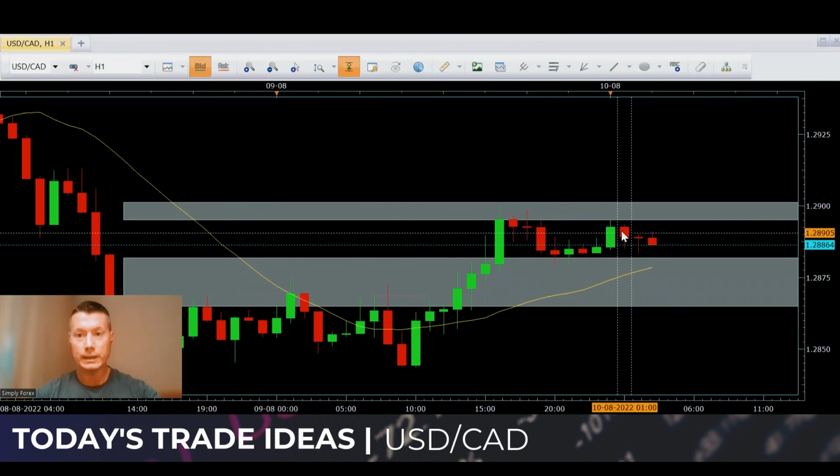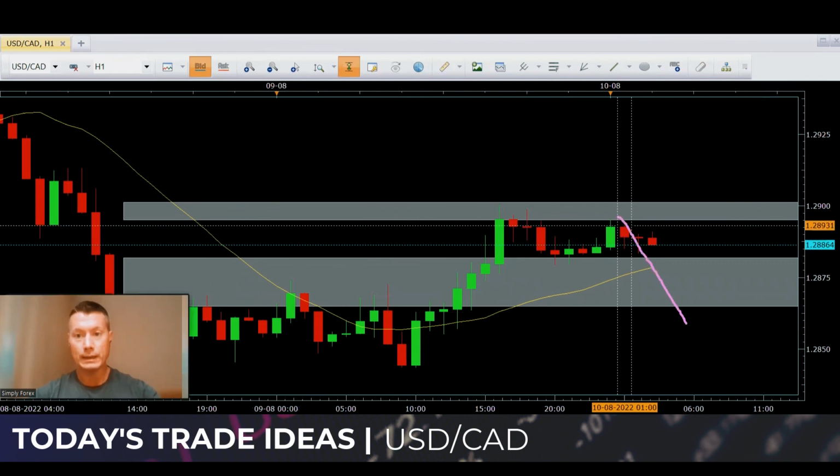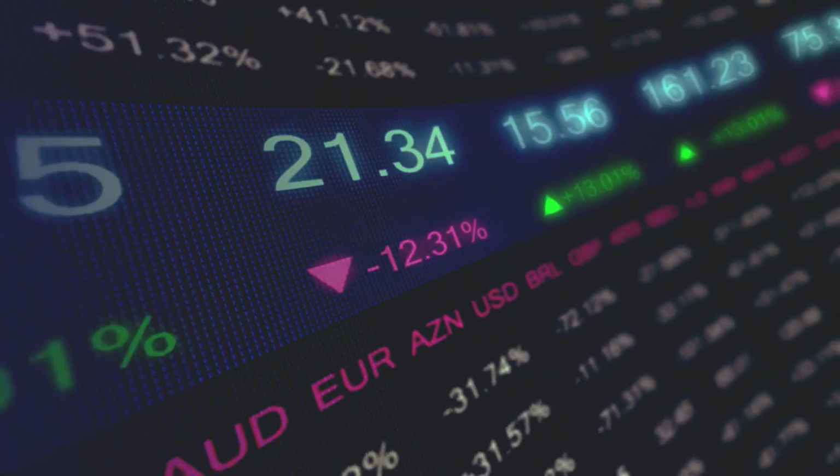Okay, so we want to see price break down, come back into this grey zone. We then see a bearish candlestick pattern form. That's our trigger to enter. We can then take price, first of all, back down to these last H1 lows here. Okay, close 80% and then leave 20% to run down to our higher time frame target. All right, guys, so that's it. Yeah, it's the only trade idea for today, US dollar against the Canadian dollar short. Okay, let's take a look at the news now.